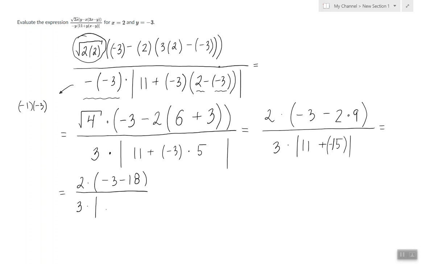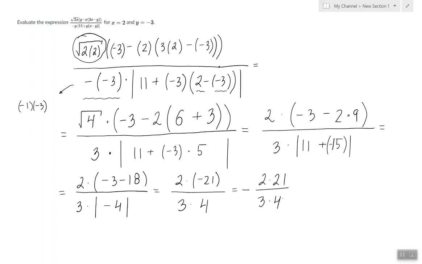Now we just have to subtract 15 from 11, which is -4. And we're almost there. So -3 minus 18 is -21. And absolute value of -4 is 4. When we get this far, we can kind of transfer the negative sign from the numerator to the front of the entire fraction.